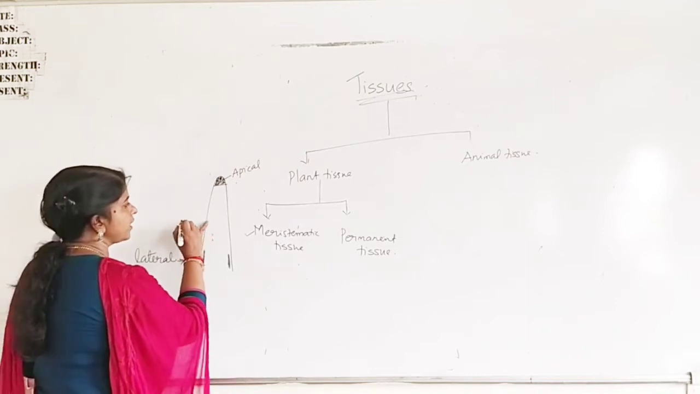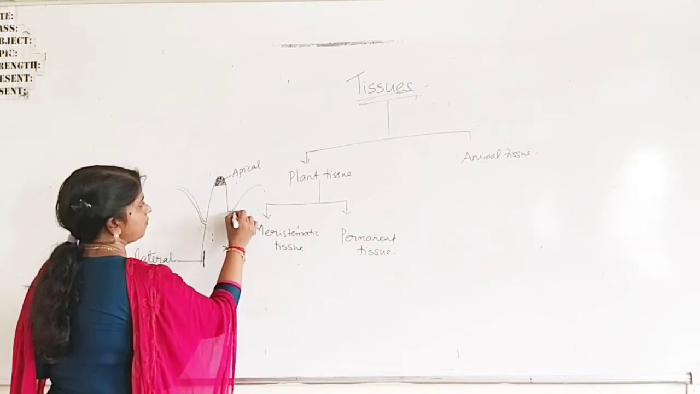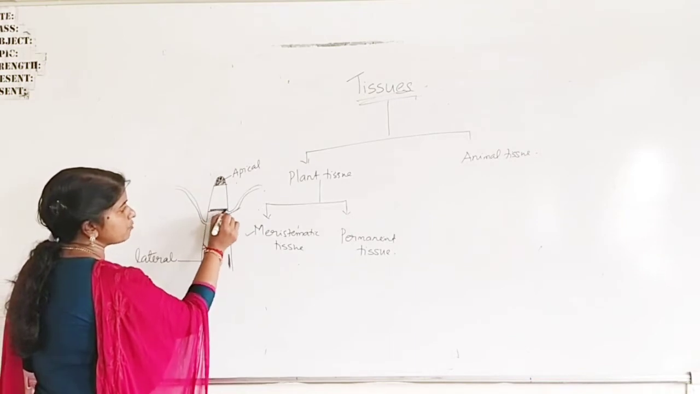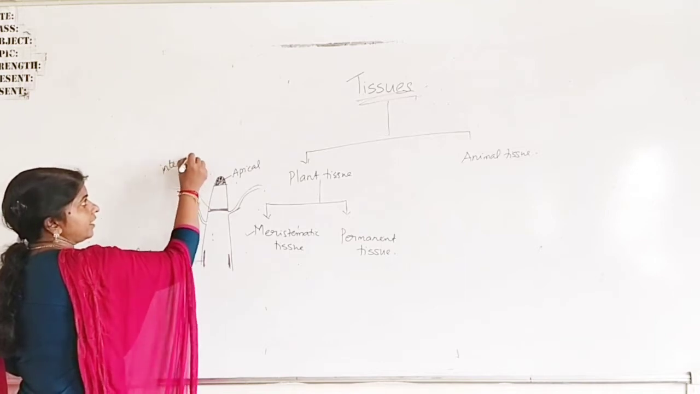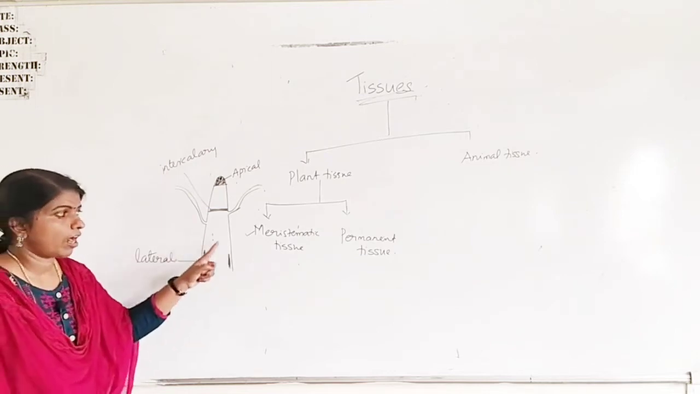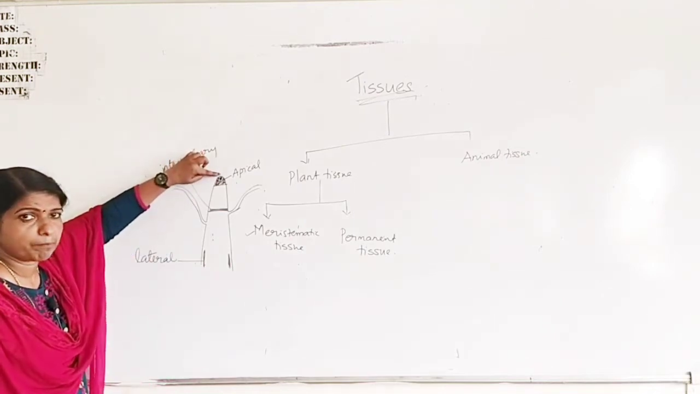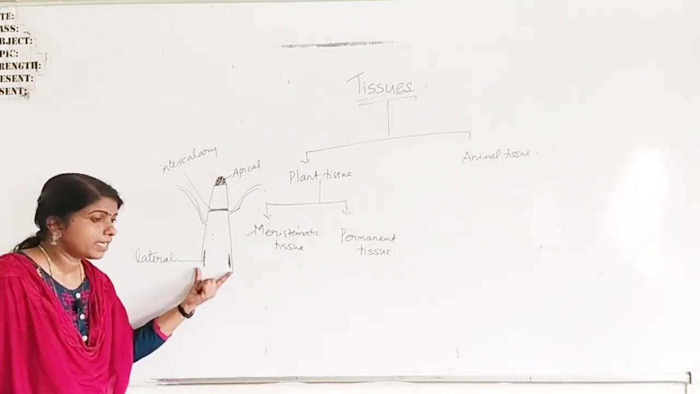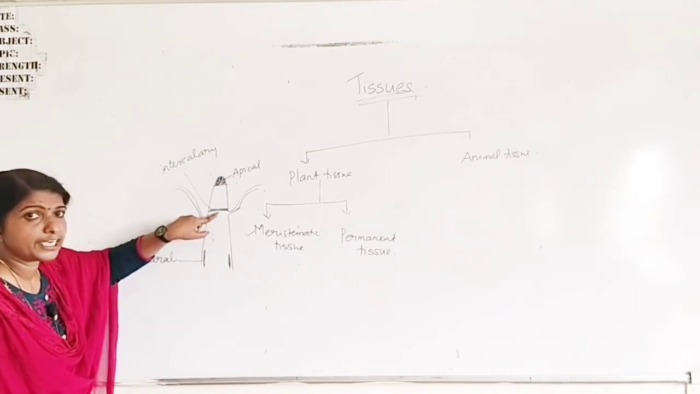And suppose here branches are there. You know, nodes and internodes are there. So the meristem which is present in the internodes is known as intercalary meristem. So based on the position, there are three different types of meristems. Apical meristem present at the apex, tip. Lateral meristem present at the sides. And intercalary meristem present at the internode.